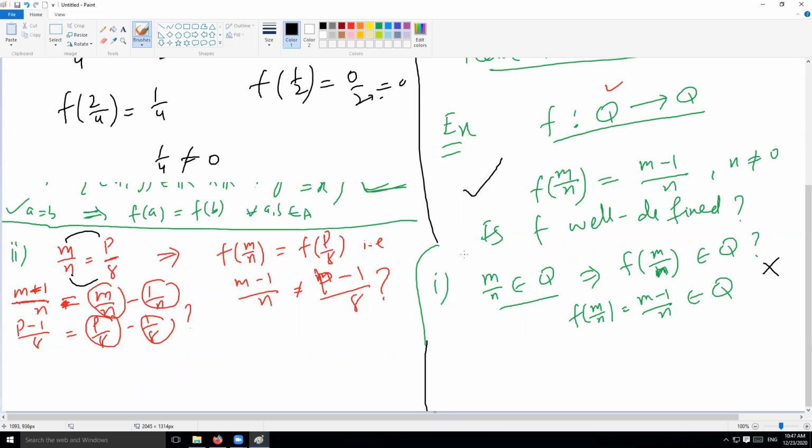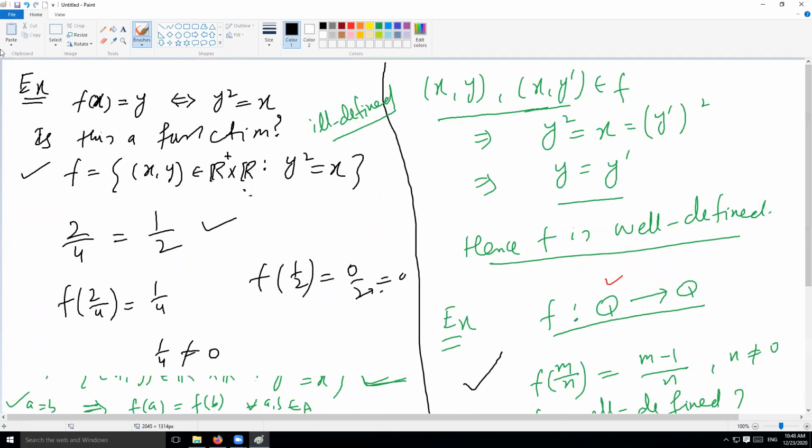What can we do so that it becomes correct? Anyone? The correction that you can make is to write m upon n in lowest form. Write every m upon n in its lowest form, where m and n become co-prime. There should not be any common factor in both. So if you can do that, then probably your function is going to be well defined, but in its current form, it's ill defined. It's not well defined.